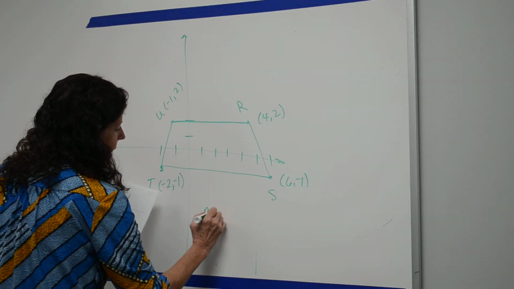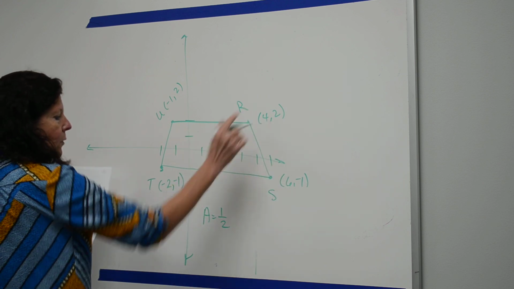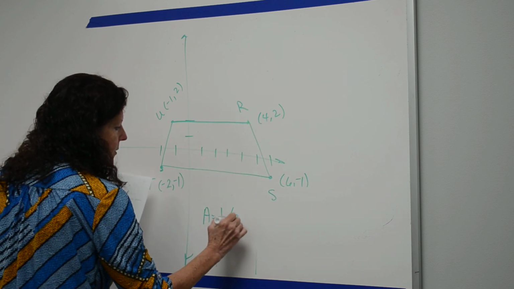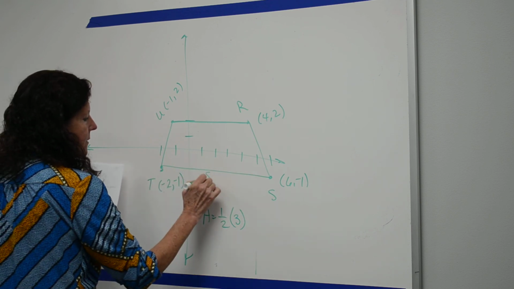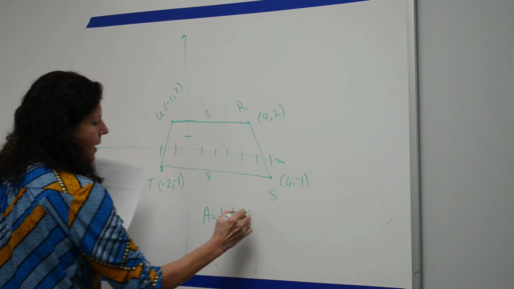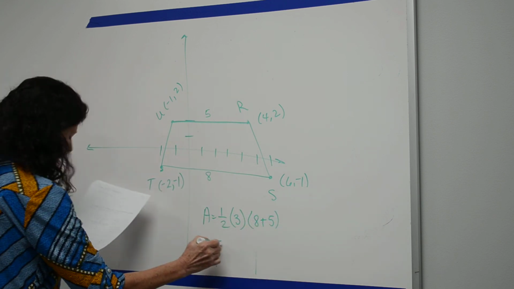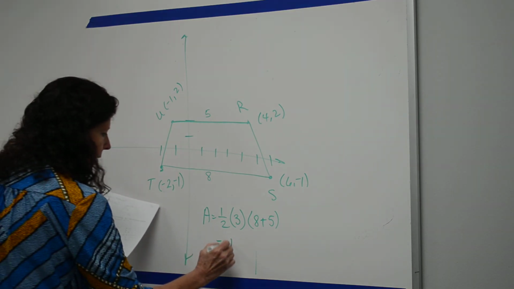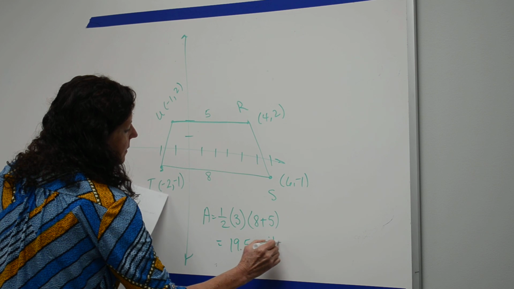All right, area is equal to 1/2 the height. Now the height goes from -1 to +2, so it's 3. And the bases go from -2 to +6, so that's 8. From -1 to +4, so that's 5. So it's 8 plus 5. Multiply that out. You're going to find out that the area is 19.5 units squared.